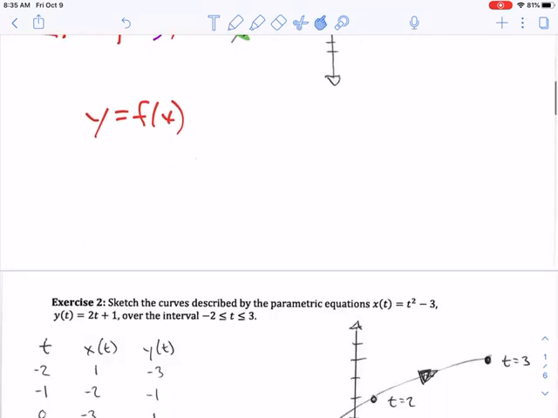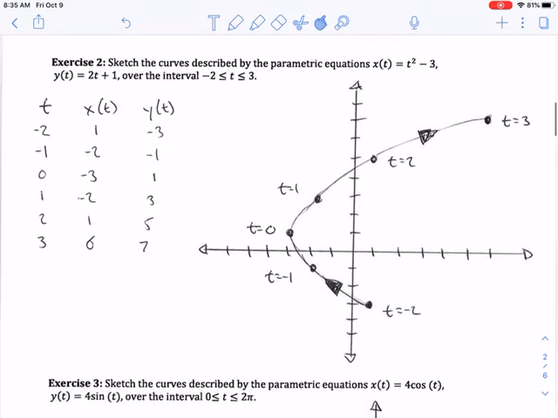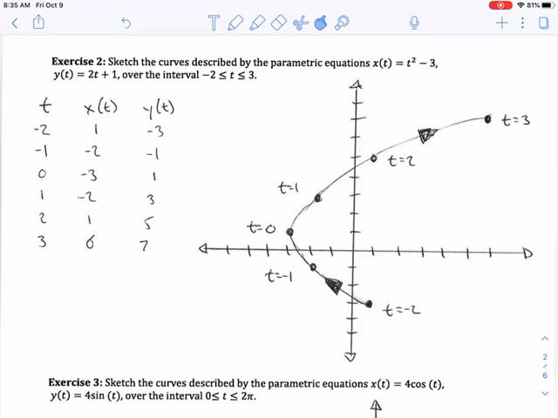All right, next example. Sketch the curves described by x of t is equal to t squared minus 3, and y of t is 2t plus 1. So once again, t is the parameter. It's acting as an independent variable. X is dependent on t, and y is dependent on t. And we're interested in sketching the parametric curve between t equals -2 and t equals +3.